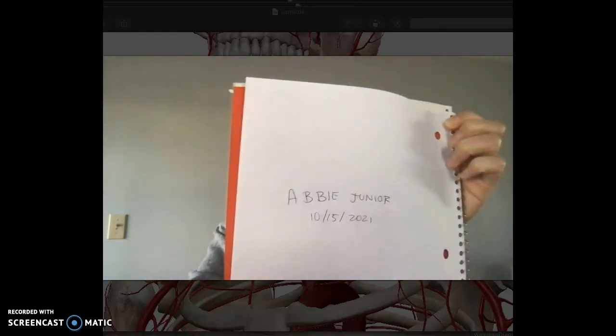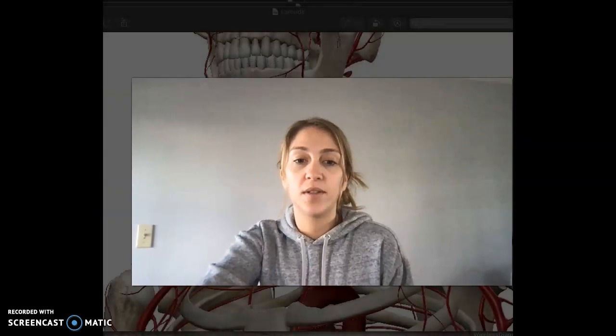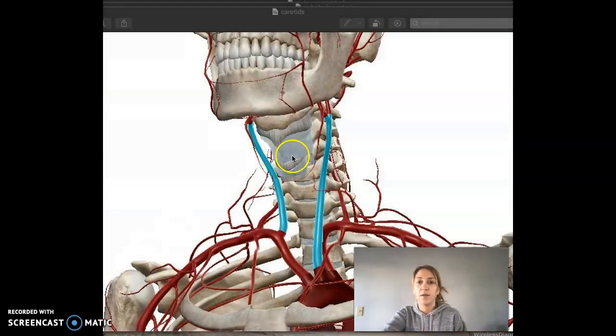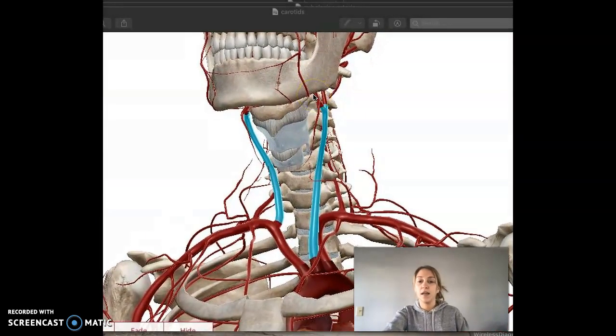It's October 15th, 2021, and I'm going to be talking about blood vessels today. So starting off, I will start with the carotid arteries. So they're highlighted here in blue.